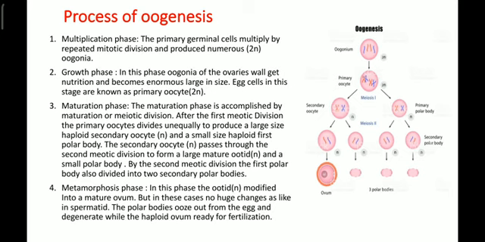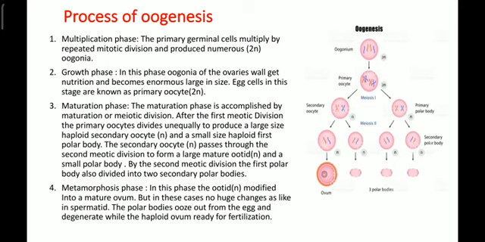Number 1, the multiplication phase. The primary germinal cells multiply by repeated mitotic cell division and produce numerous oogonia, which contain the diploid number of chromosomes, 2n. The second phase is called the growth phase. In this phase, oogonia of the ovaries get nutrition and become enormous, large in size. Egg cells in this stage are also known as primary oocytes, which contain the diploid number of chromosomes, 2n. The third phase is called the maturation phase.